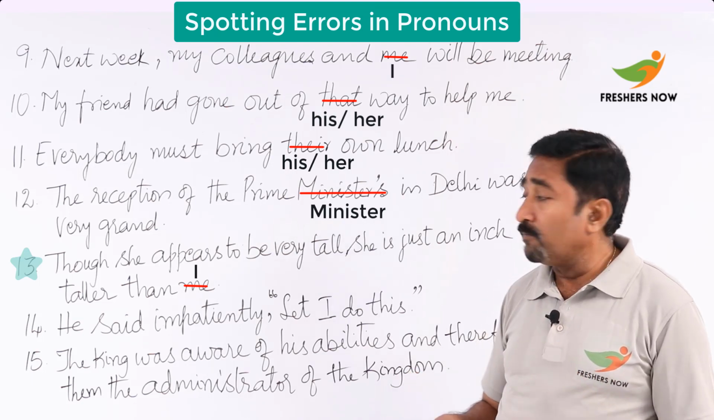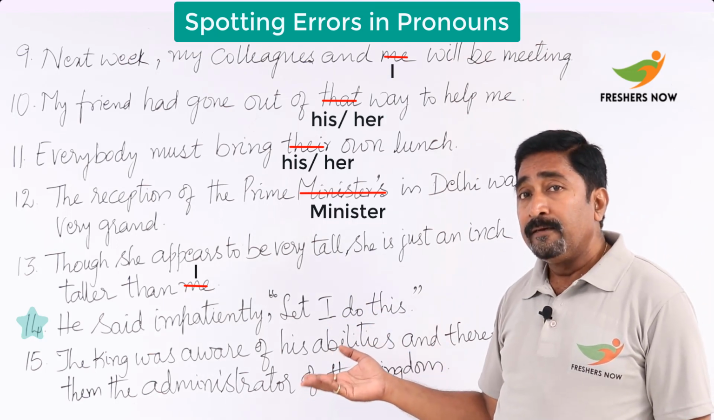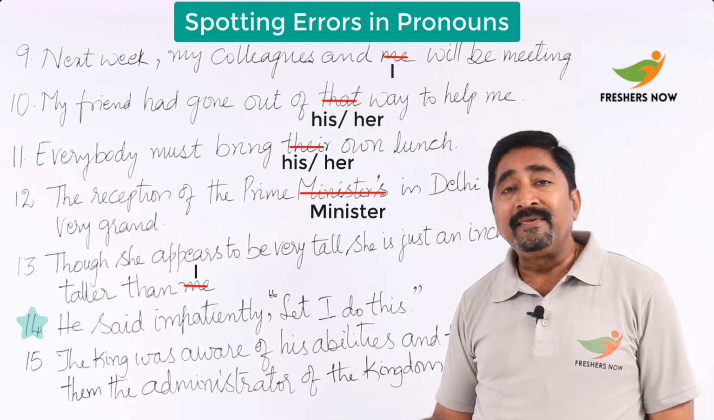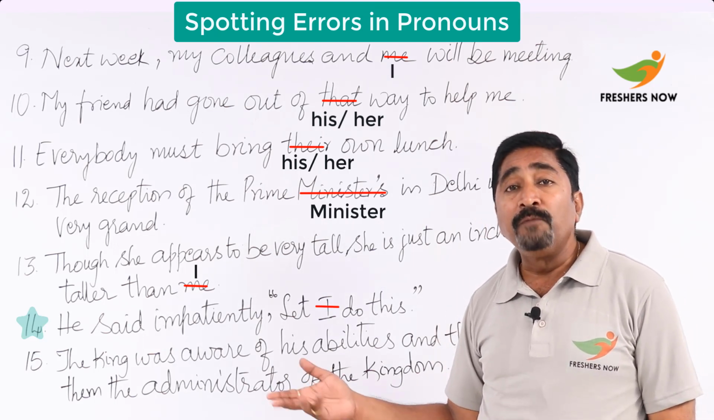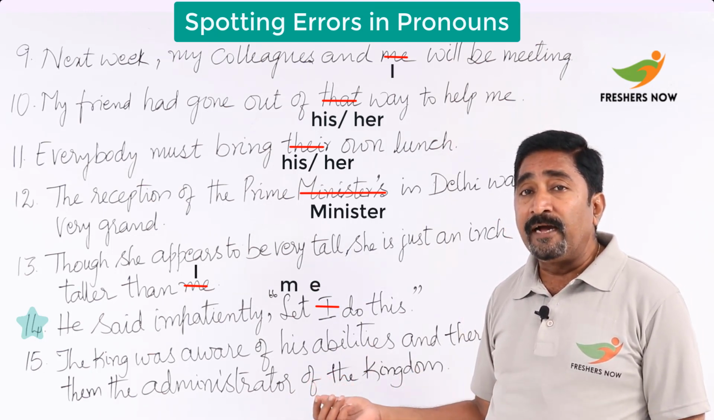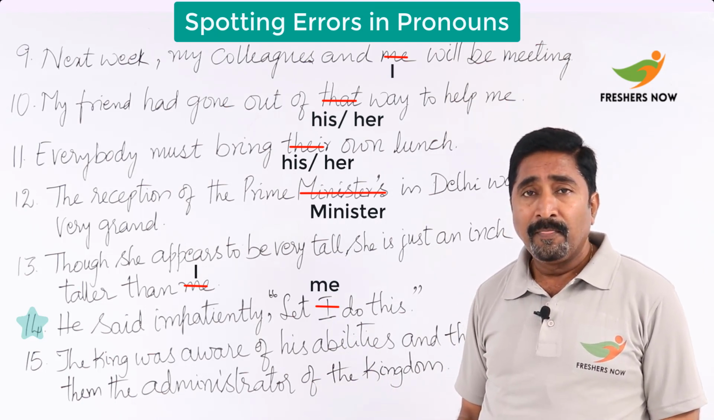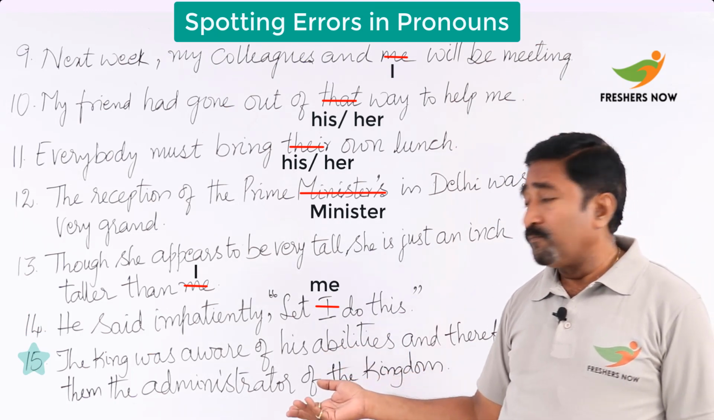Next, he said impatiently, "Let I do this." All the time, let takes an object. So here it is an object pronoun, that is me. So you should say that he said impatiently, "Let me do this," not I. Now let's see the last one.